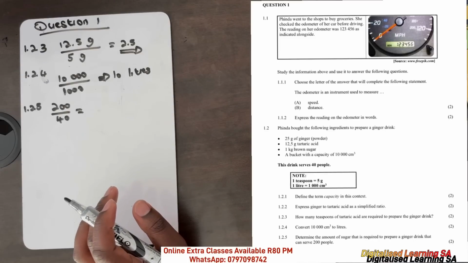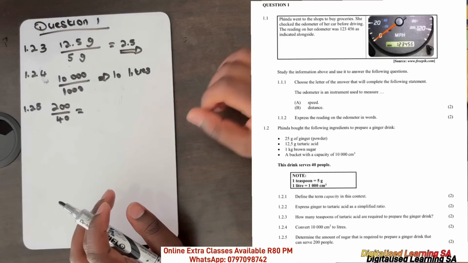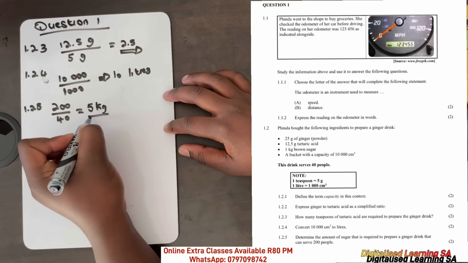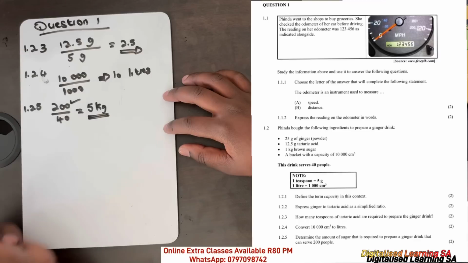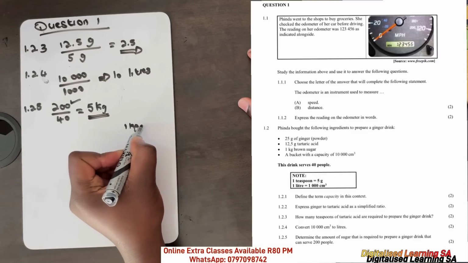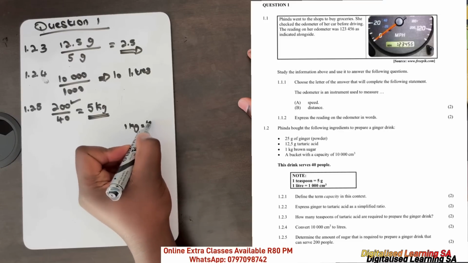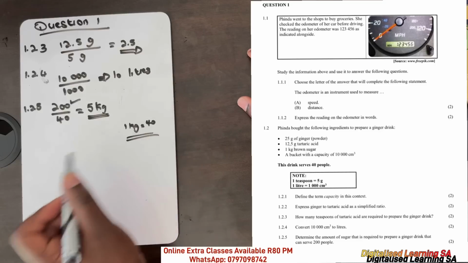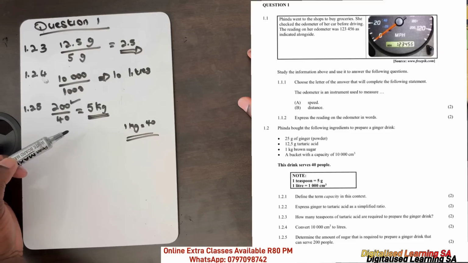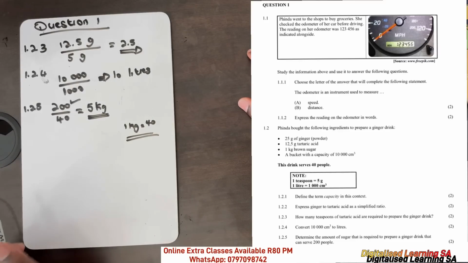So 5 kg of sugar is required to serve 200 people, because we are told that 1 kg serves 40 people. We divided 200 by 40 so that we can determine the amount of sugar that is required to serve 200 people.